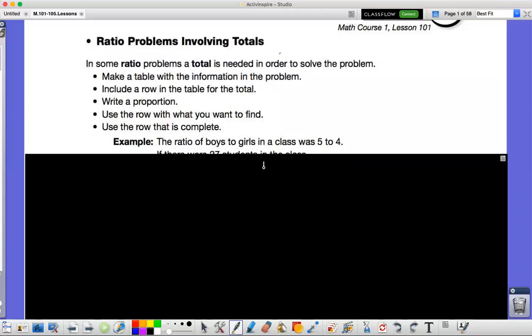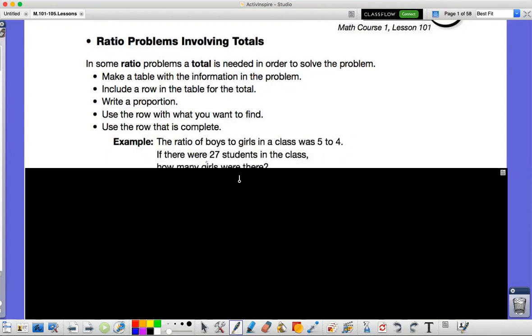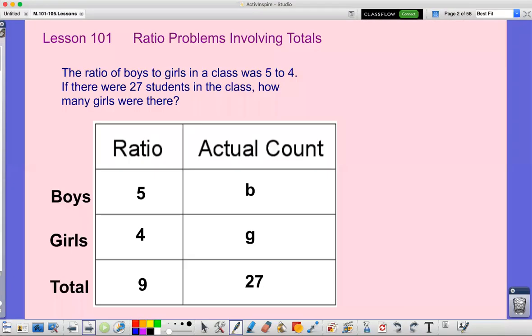So for example, if the ratio of boys to girls in a class was 5-4, and there were 27 students in the class, how many girls were there? In order to start with a table, let's just jump right into it. So here it is. Here's what the table would look like.